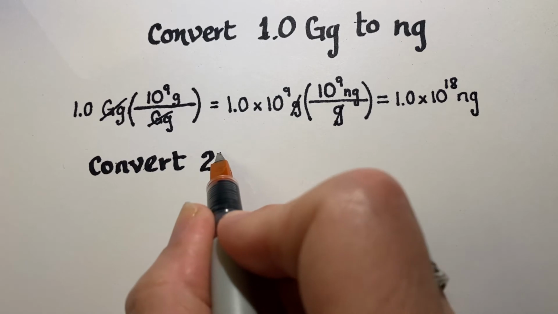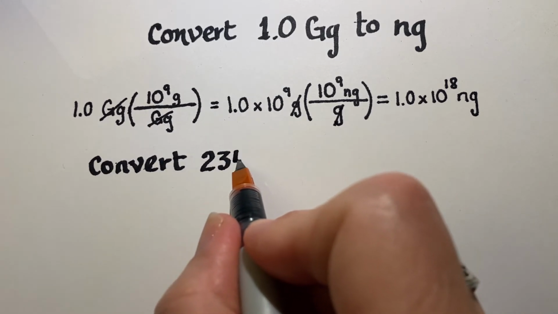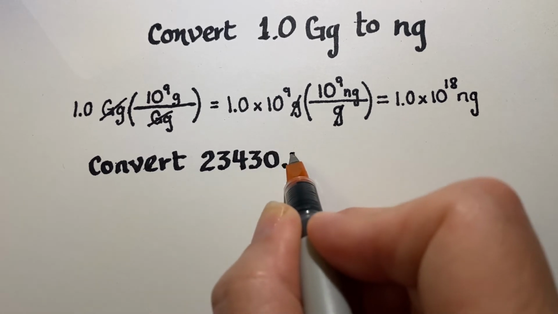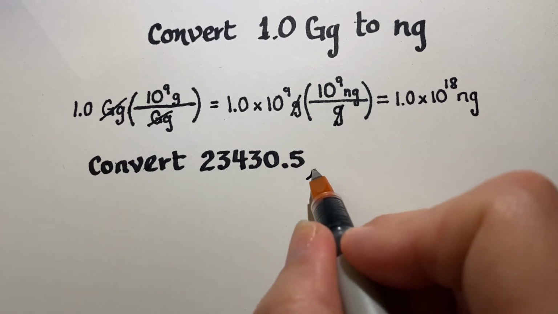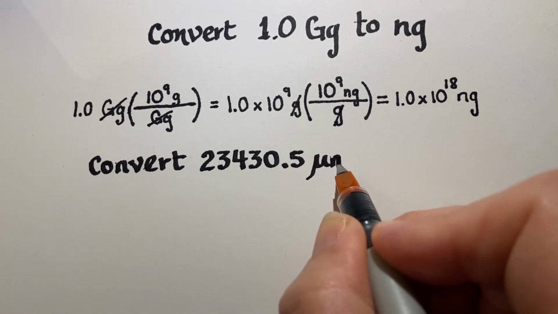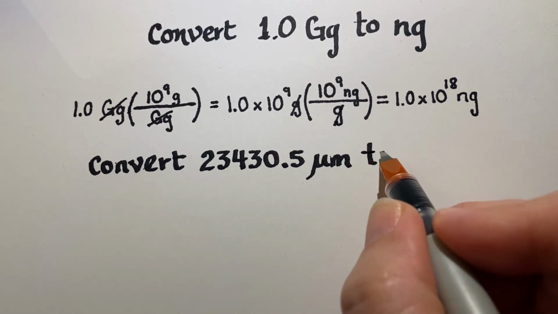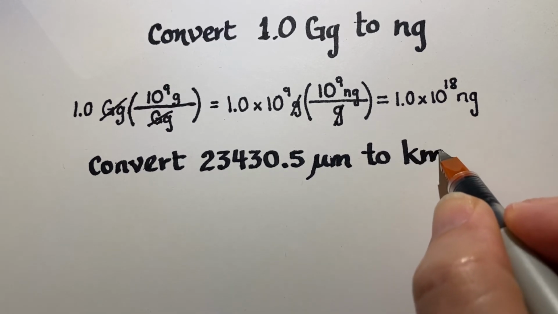2, 3, 4, 3, 0.5 micrometers. We're going to convert this to units of kilometers.